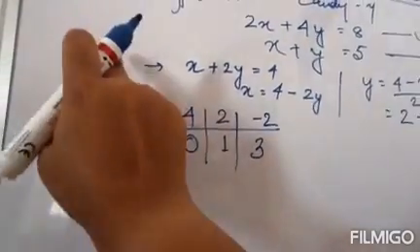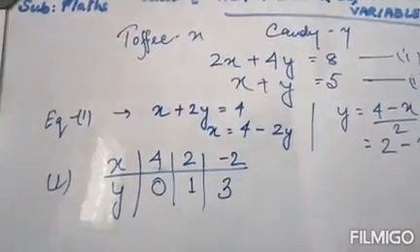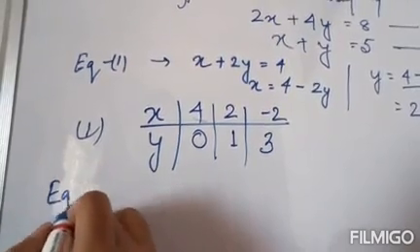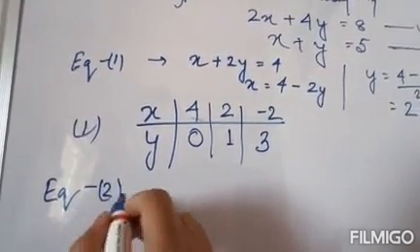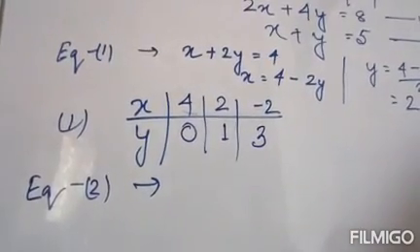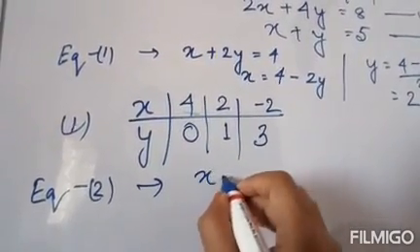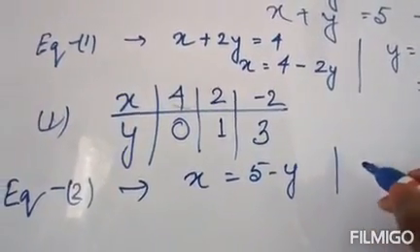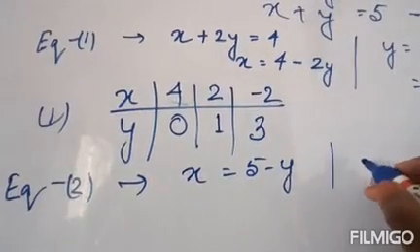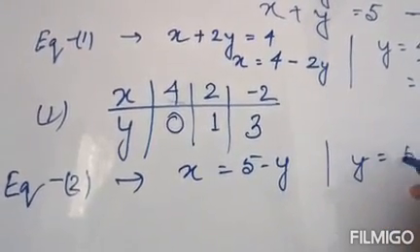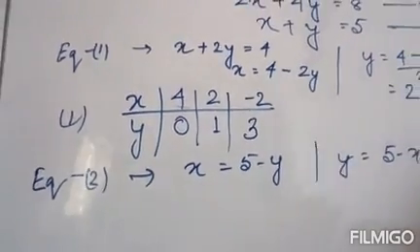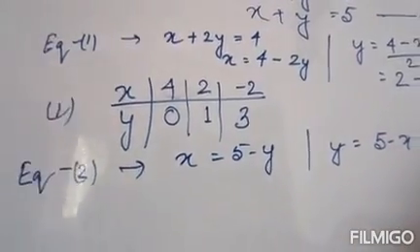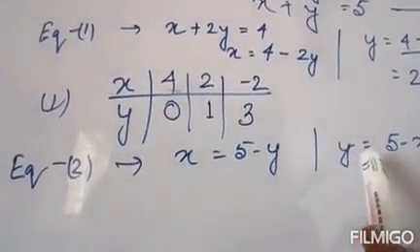Now let us find out for equation 2. What do I have? x plus y is equal to 5. So I can put x is equal to 5 minus y, or y is equal to 5 minus x. Anything I can do. Those who are comfortable taking x as the subject of the formula can do with x, and you can do with y also.